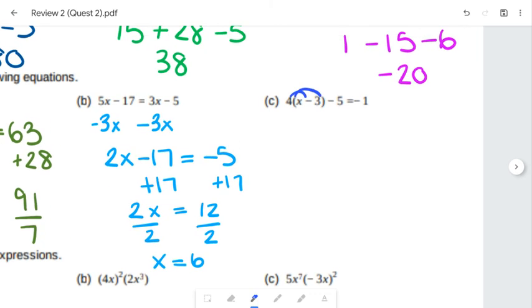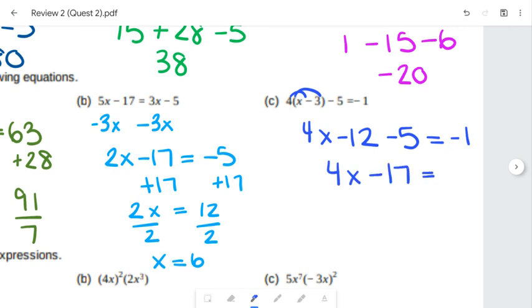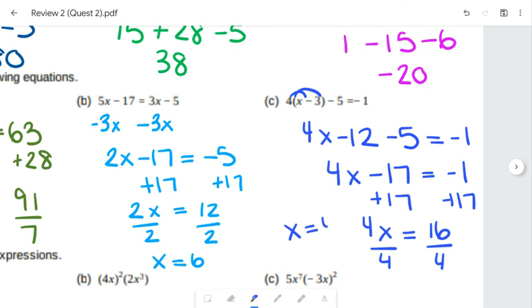And for C, again, there's multiple ways to go about this, but I'm going to distribute that 4x minus 12. We still have a negative 5 equal to a negative 1. I'll combine like terms. So we're looking at negative 17 equal to that negative 1. Add 17 to both sides. We get 4x equal to 16. And when we divide both sides by 4, we get x equals 4.